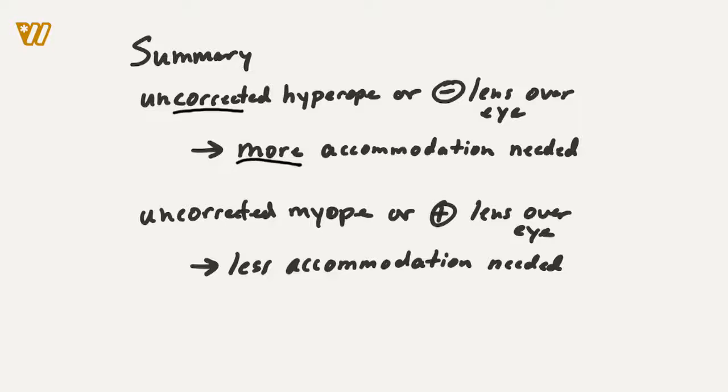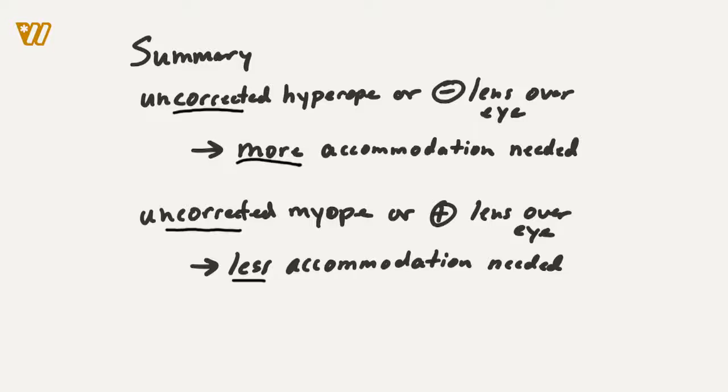So if the patient is an uncorrected hyperope, or you put a minus lens over a patient's eye, that's going to cause them to need more accommodation. So whenever you figure out their accommodative demand, you're going to add in their amount of uncorrected hyperopia, or add in how much more minus you're giving them over their eye, because that's going to increase their accommodative demand.